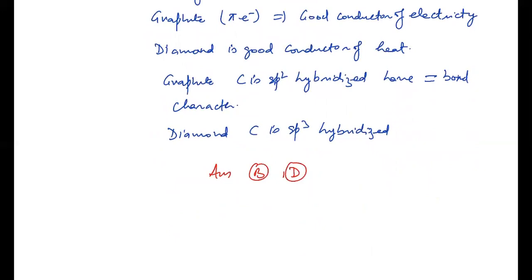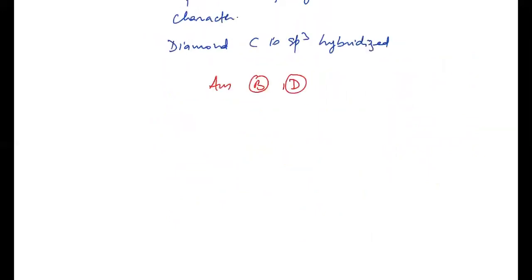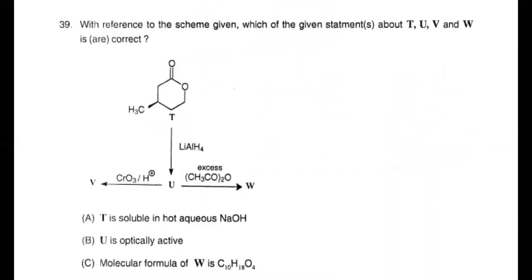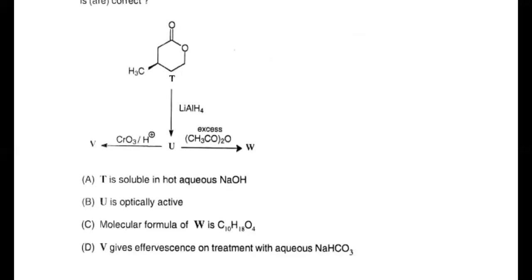Okay. So the next question. This is question number 39. In the 39th question it is given, with respect to the scheme given, which of the following statements about P, U, V and W are correct? You can see the compound we have, an ester, which is treated with LiAlH4. So LiAlH4 will reduce the ester to alcohol.